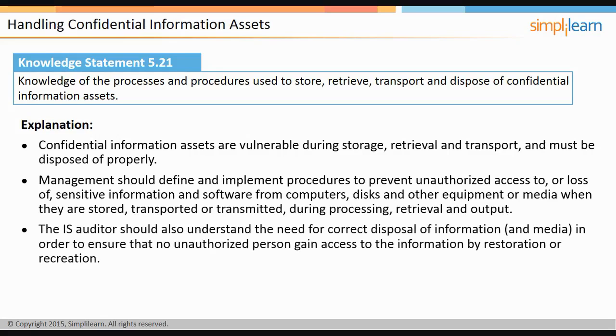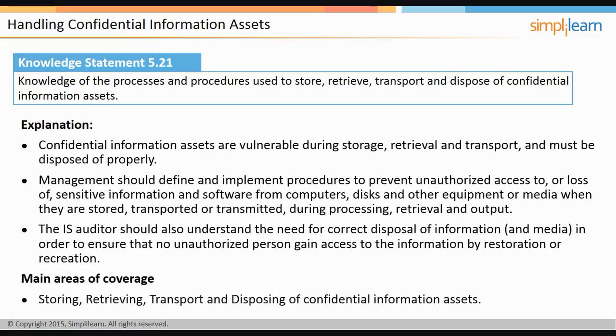The IS auditor should also understand the need for correct disposal of information and media in order to ensure that no unauthorized person gains access to the information by restoration or recreation. Thus, we will mainly discuss storing, retrieving, transporting, and disposing of confidential information assets. In the next slide, let us discuss handling confidential information.